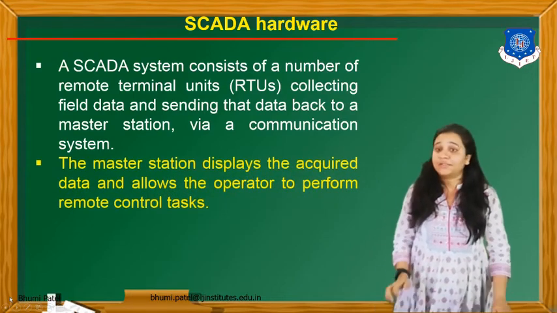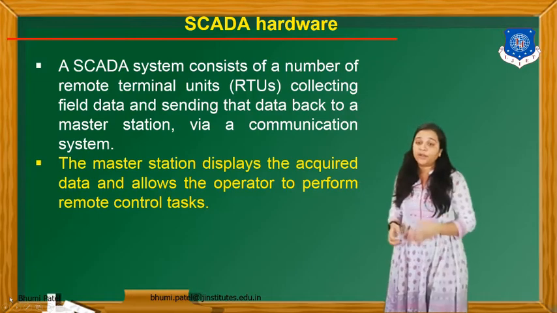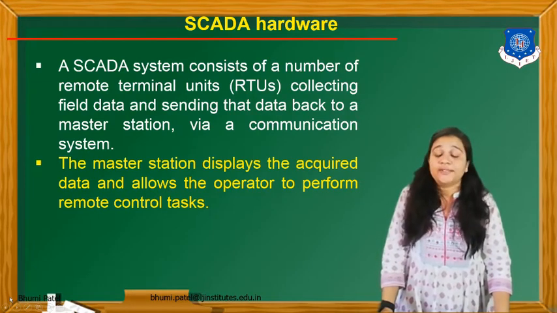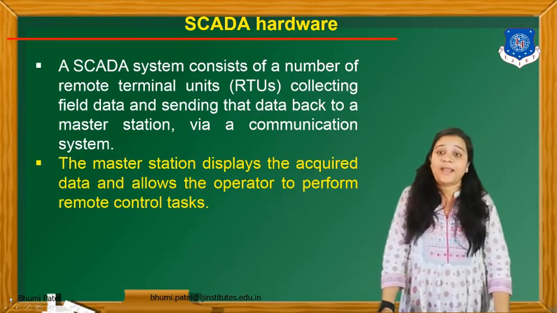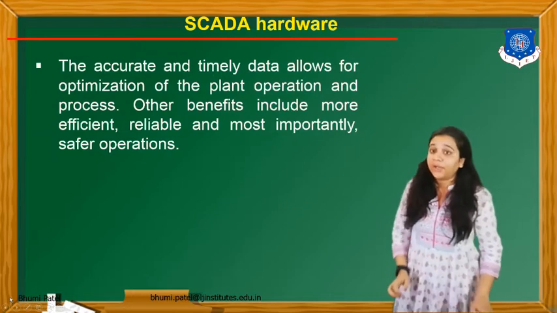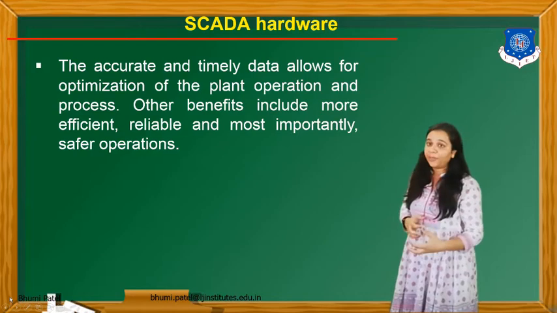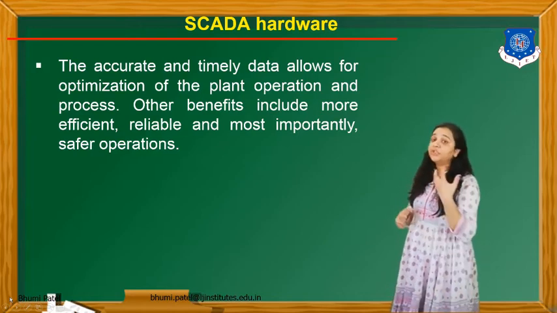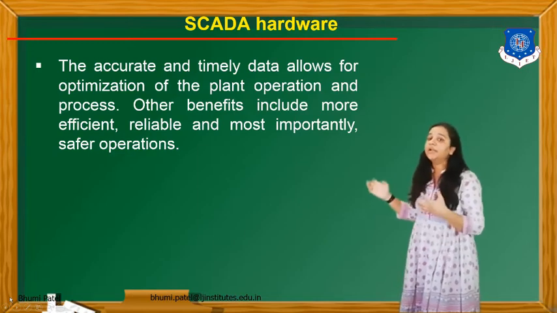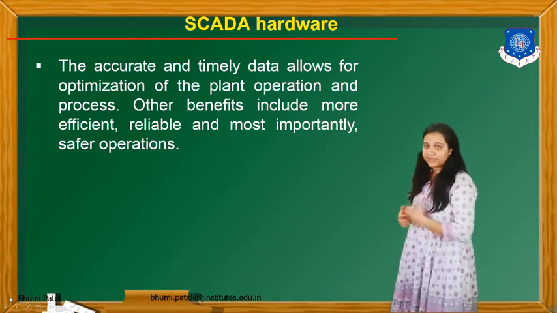Now the master station displays the data and allows the operator to perform remote control tasks. So what is the function of the master station? That will display the data. Accurate and timely data allow for the optimization of the plant operation and the process. The other benefits include more efficient, reliable and, most importantly, safer operation.